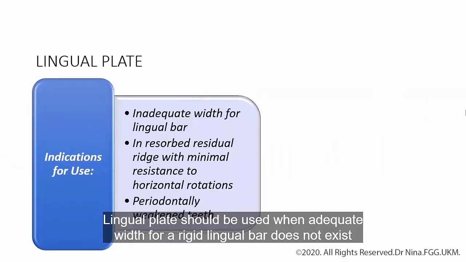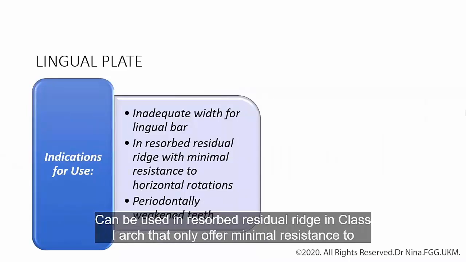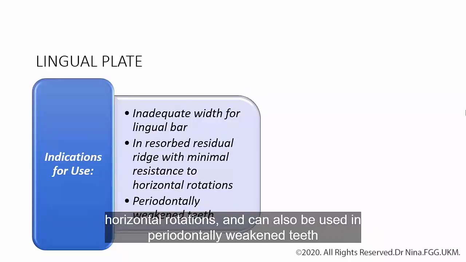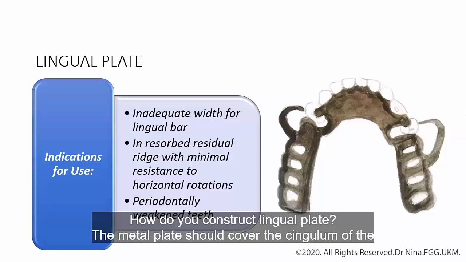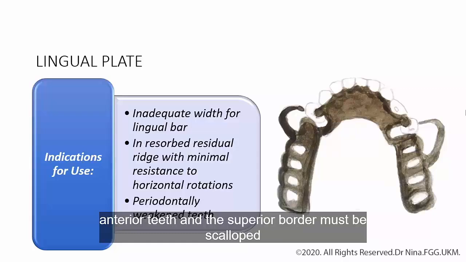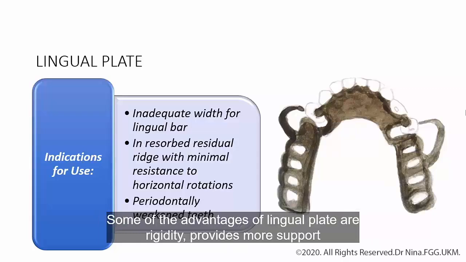Lingual plate should be used when adequate width for a rigid lingual bar does not exist. It can also be used when you have resorbed residual ridge in a class 1 arch that offers minimal resistance to horizontal rotations. This type of connector can also be used in periodontally weakened teeth. So how do you construct a lingual plate? The metal plate should cover the cingulum of the anterior teeth and the superior border must be scalloped.